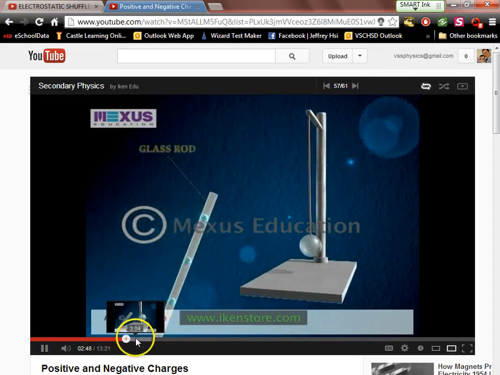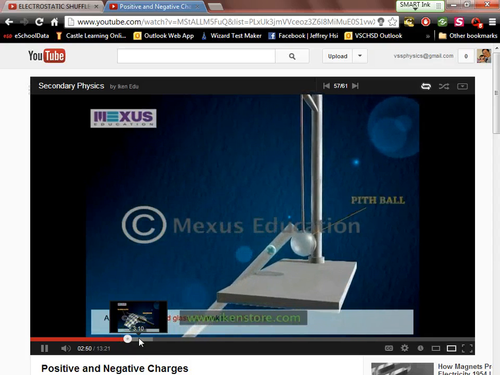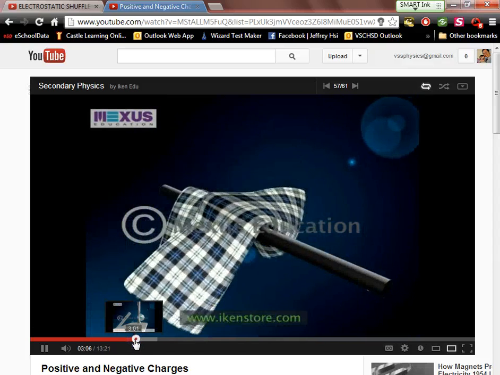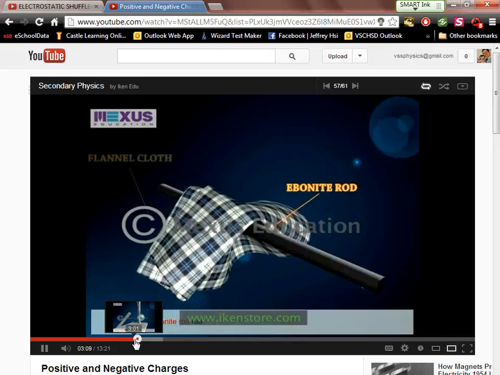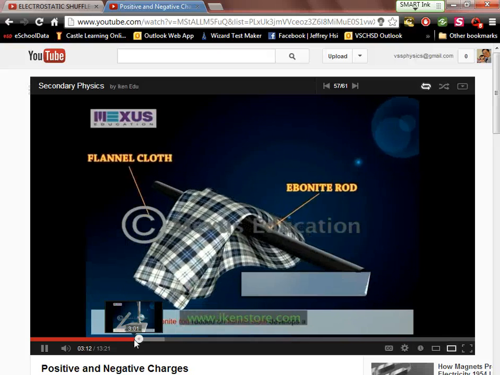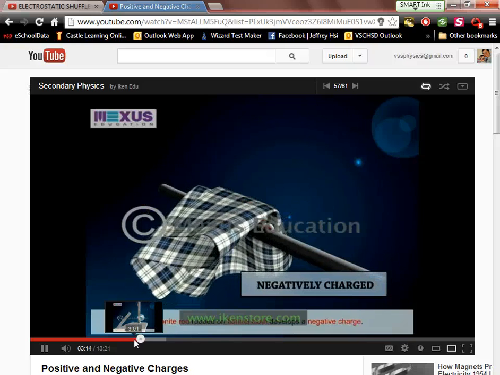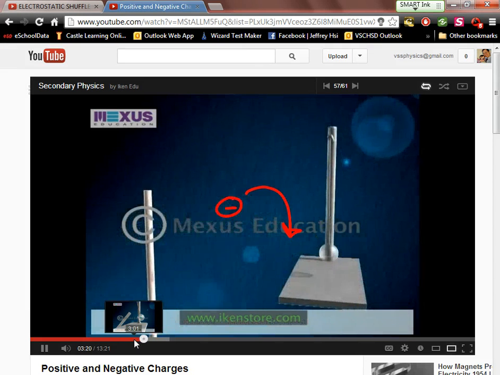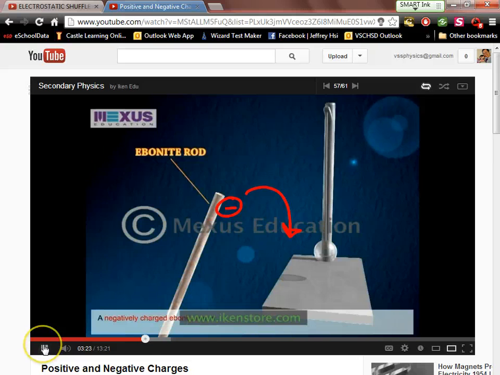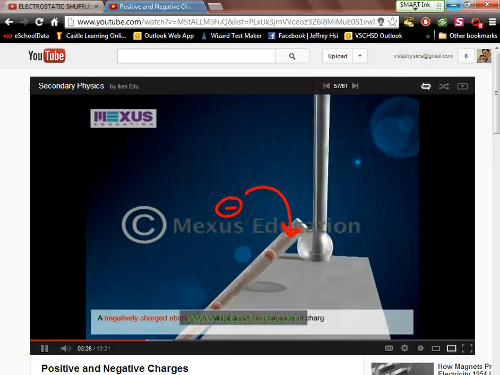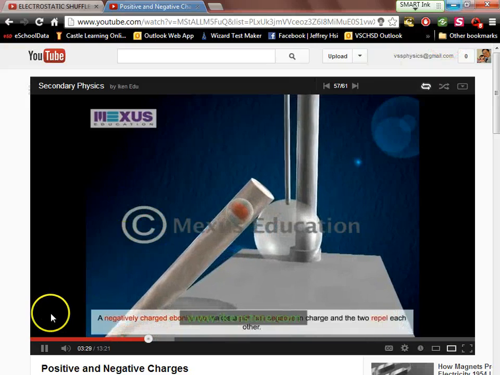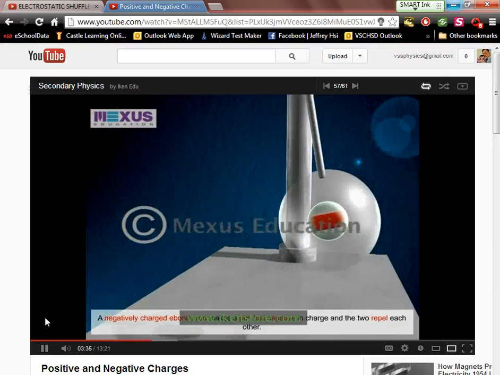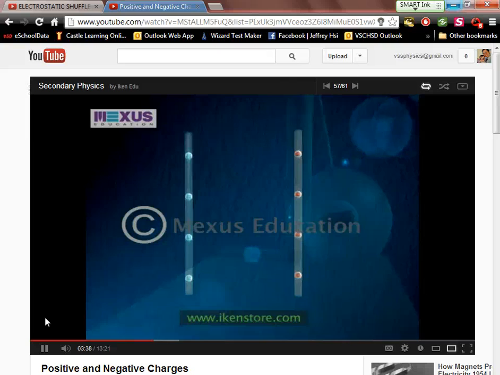If a positively charged glass rod comes in contact with a pith ball, it shares some of its positive charges. Conversely, when an ebonite rod is rubbed on a flannel cloth, the rod develops a negative charge. Because you can see that the ebonite rod has gained electrons, leaving the flannel cloth, and they're going onto the ebonite rod. If a negatively charged ebonite rod comes in contact with a pith ball, it shares some of its negative charges. The pith ball develops a negative charge and is repelled by the ebonite rod. This is known as conduction. Okay, and we'll talk more about conduction in a moment.